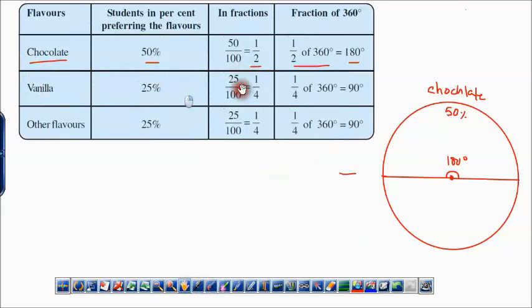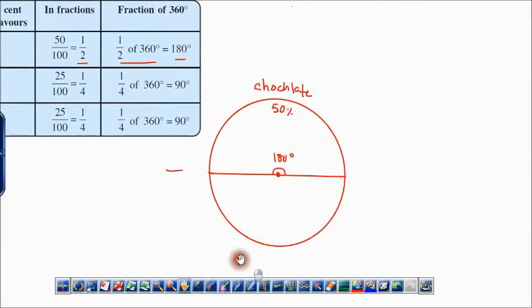अब वेनिला 25%, 90 डिग्री के लिए ध्यान से देखना प्रोट्रैक्टर कैसे पकड़ना है. You have to keep the 0 here, बट उल्टा रखना. You always have to move in one direction. This is 180 degree. अब यहाँ से 90 डिग्री मार्क करना है. So this is 90 degree.